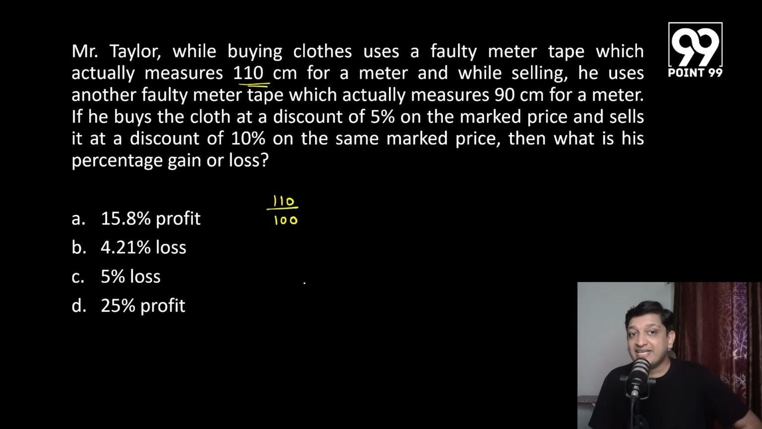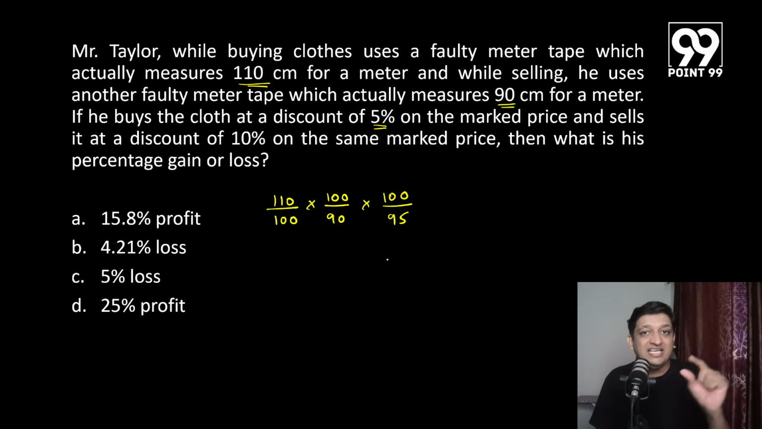What happens in the second step? He's actually selling 90 centimeters, but he's getting 100 rupees. So his return on investment is 100 on an investment of 90. What exactly is happening next? He's getting a discount of 5% on the marked price, which essentially means he's getting 100 rupees worth of stuff by paying 95 rupees. That is, you can't say profit percentage, but that is basically the multiplier that we are going to get.